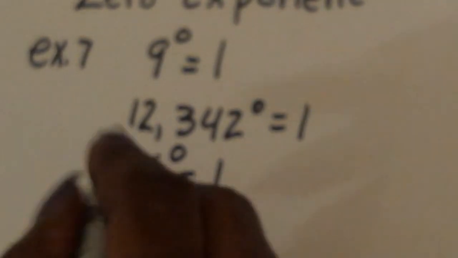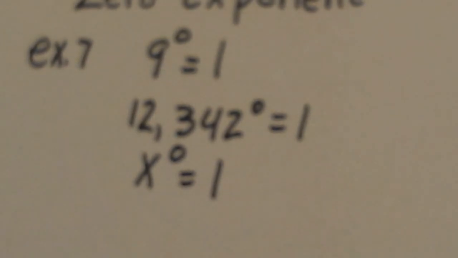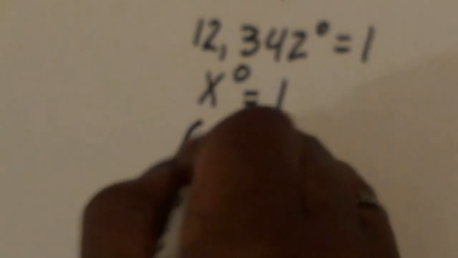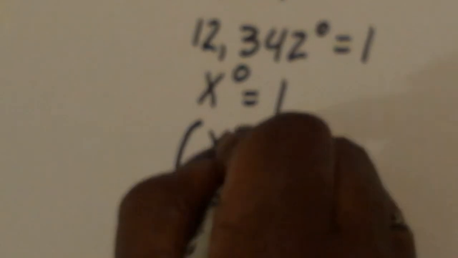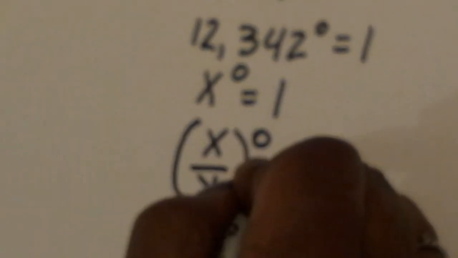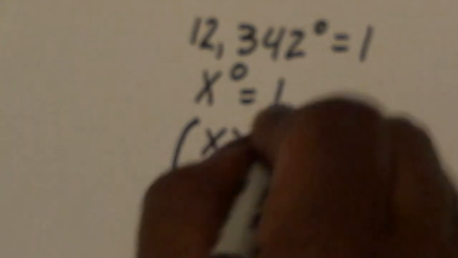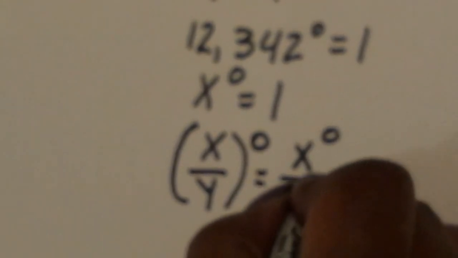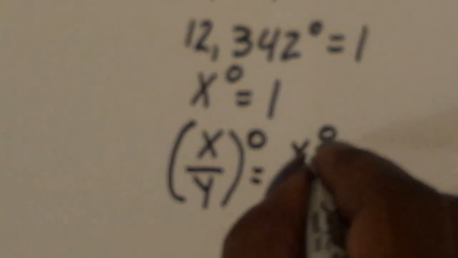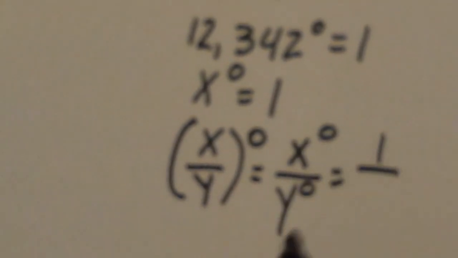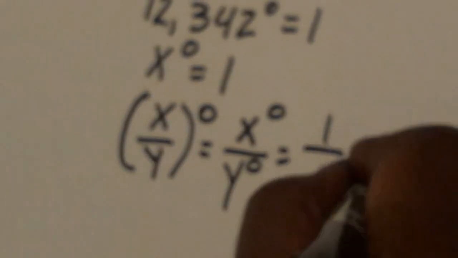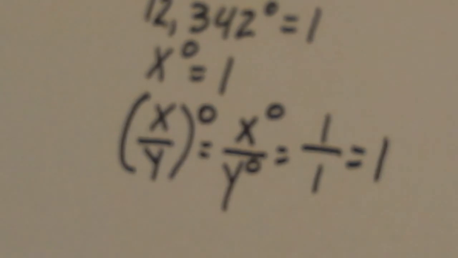It doesn't matter if we are doing the power of a quotient. So I have x divided by y, all raised to the 0 power. Any number raised to the 0 power is 1. So I get x to the 0 power divided by y to the 0 power. X to the 0 power is 1. Y to the 0 power is 1. And 1 divided by 1 is 1. Any number raised to the 0 power is 1.